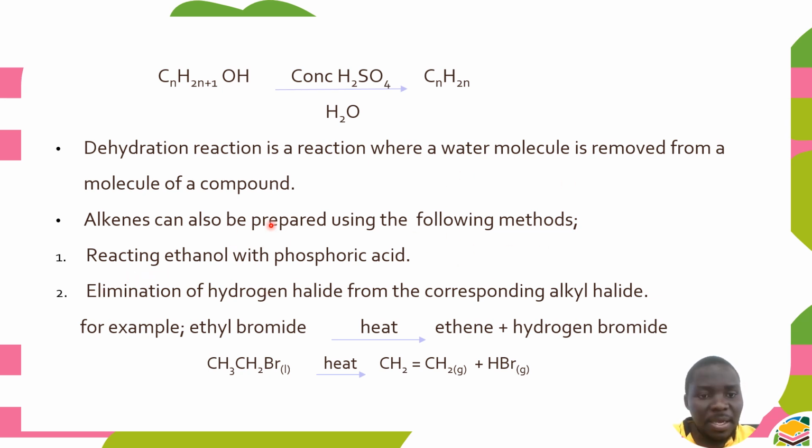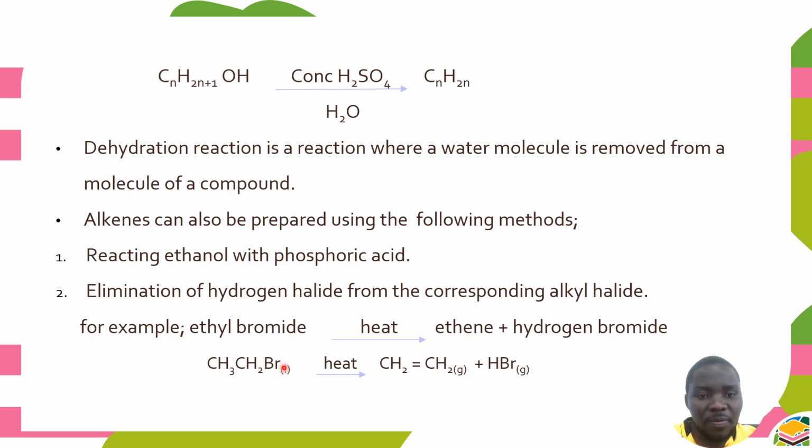Dehydrating method again, but now you are using a different acid, that is phosphoric acid. Or we can also prepare an alkene using elimination of hydrogen halide from the corresponding alkyl halide. For example, we have ethyl bromide. This is an alkyl halide, and if you heat it, it breaks and decomposes to ethene and hydrogen bromide. So this is our chemical equation showing all what happens.